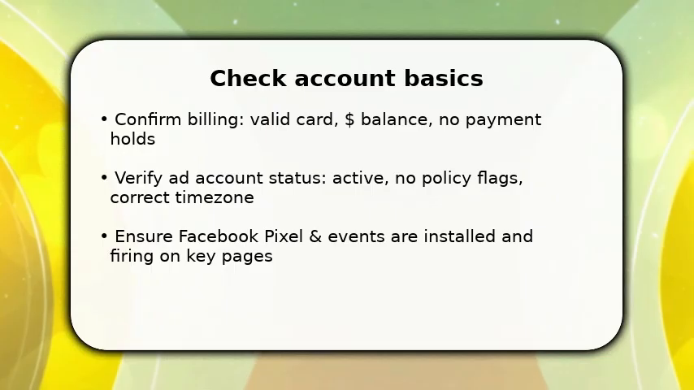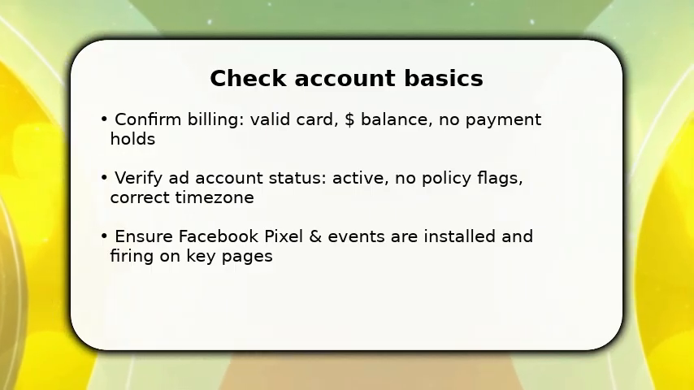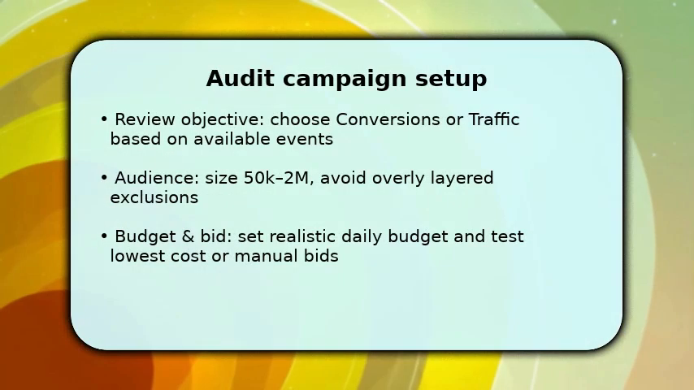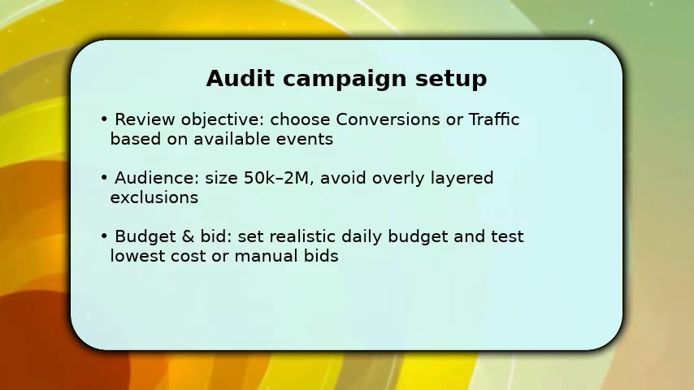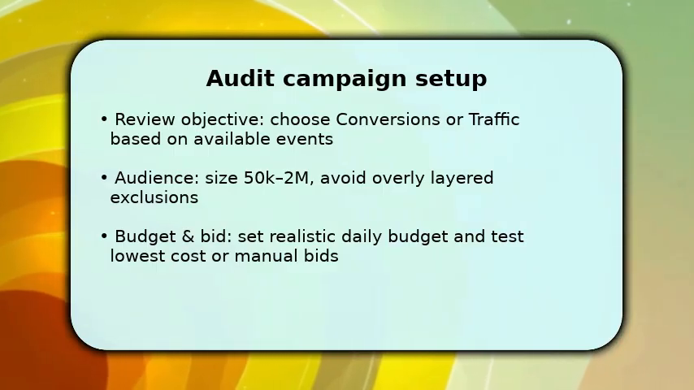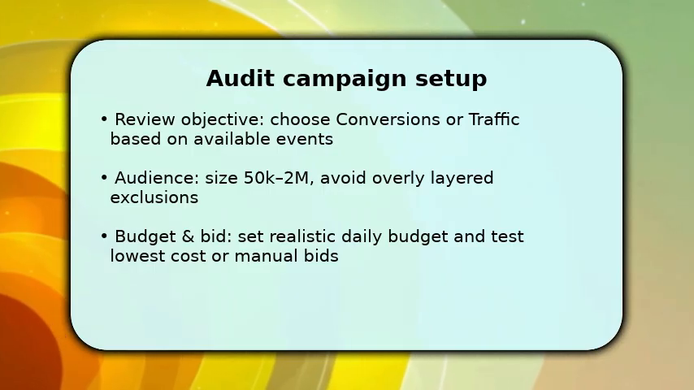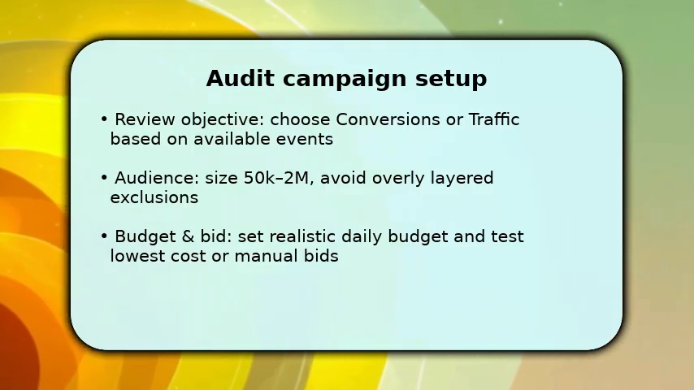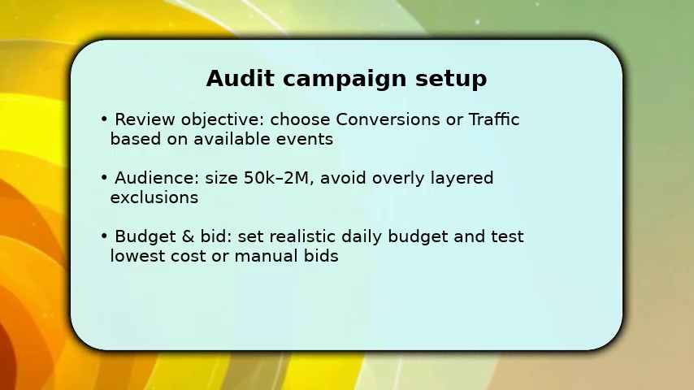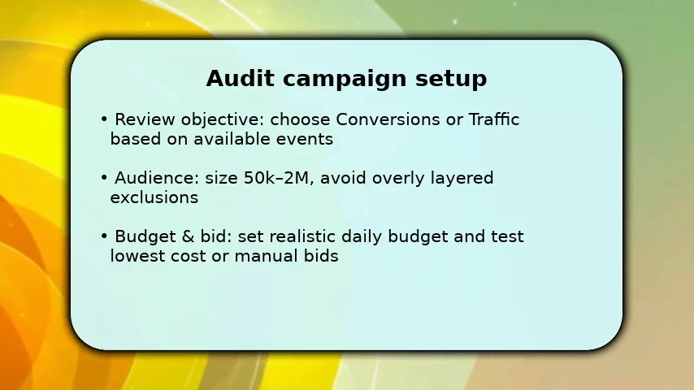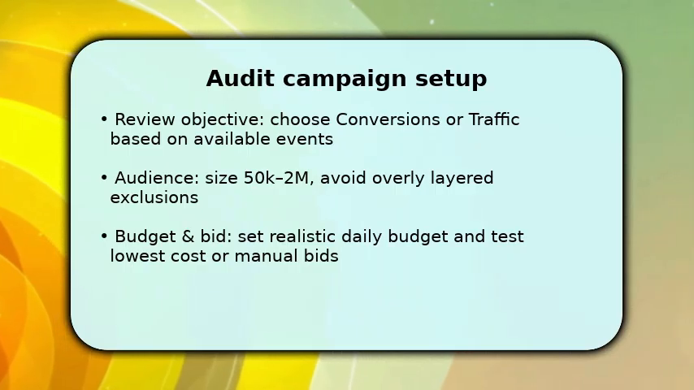Now audit campaign configuration. You want the right objective aligned to your tracked event. If conversions are thin, switch to traffic or optimize for link clicks until you accumulate events. Next, examine audience structure. Aim for 50,000 to 2,000,000 people and remove excessive exclusions that restrict delivery.